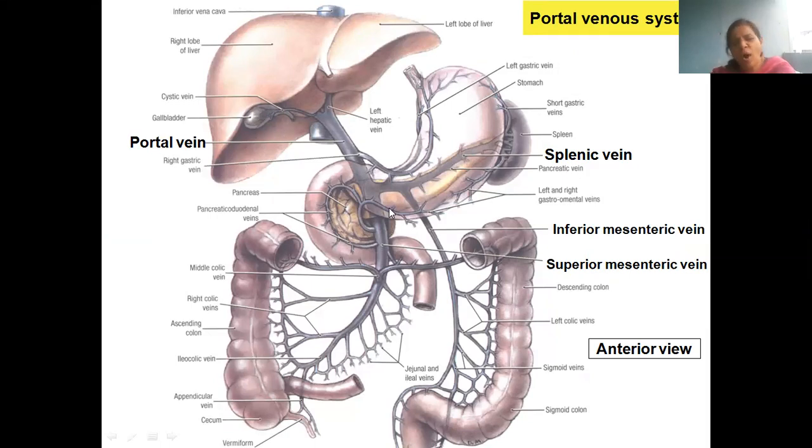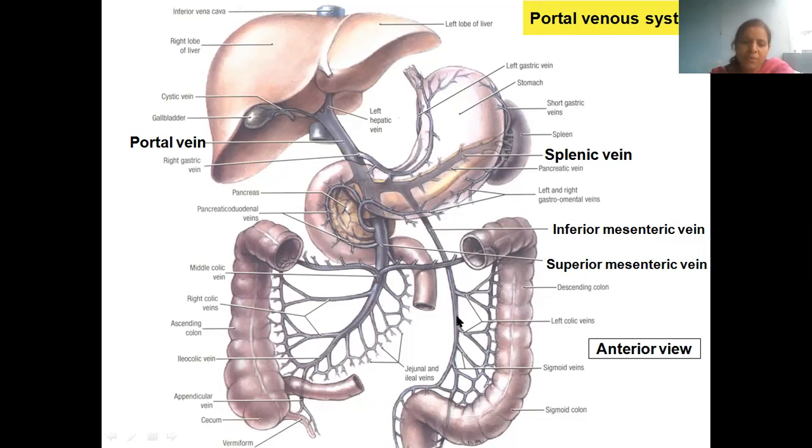Because we didn't do arteries first, basically from the abdominal aorta we have three arteries. The artery of the foregut is the celiac trunk, the artery of the midgut is the superior mesenteric artery, the artery of the hindgut is the inferior mesenteric artery. Corresponding to that we have veins. Now see here, into this splenic vein you will see the inferior mesenteric vein is opening, and this is the superior mesenteric vein which is joining the splenic vein. So both of them are joining to form the portal vein.